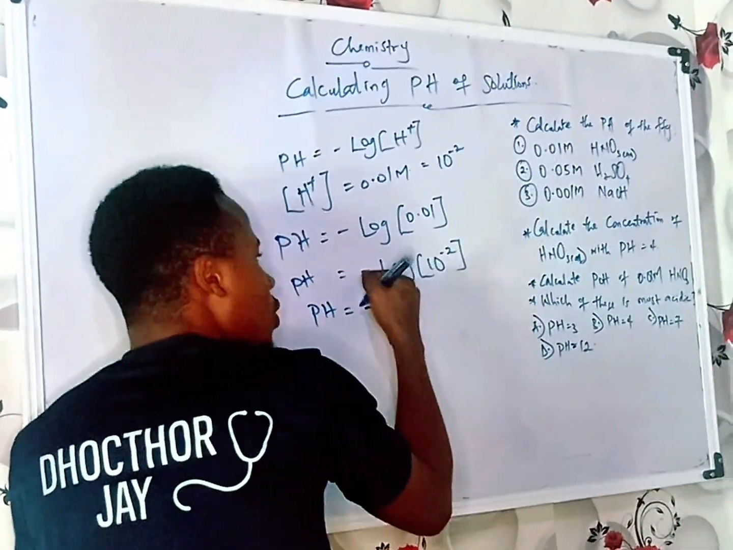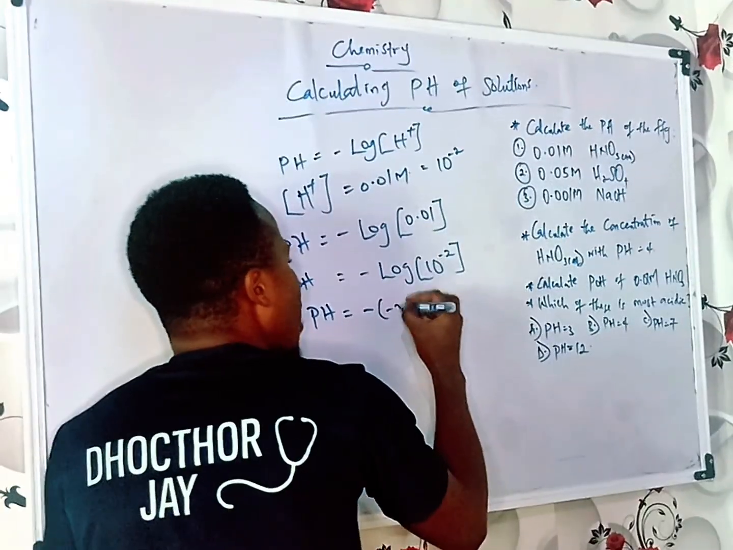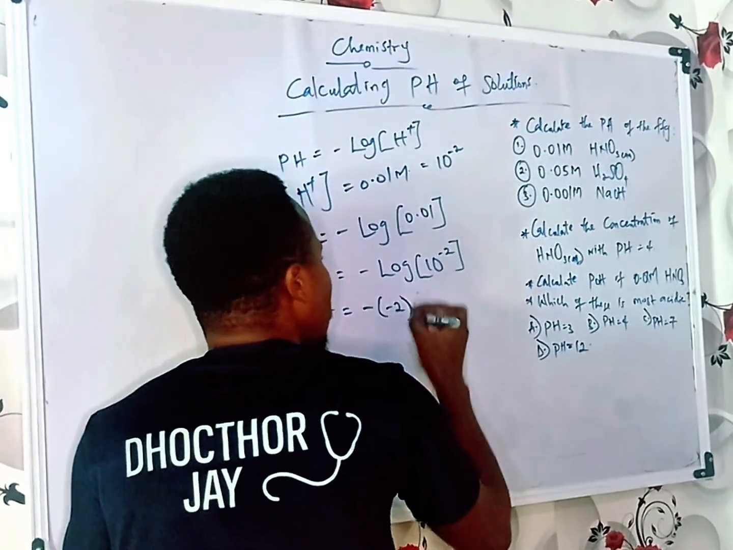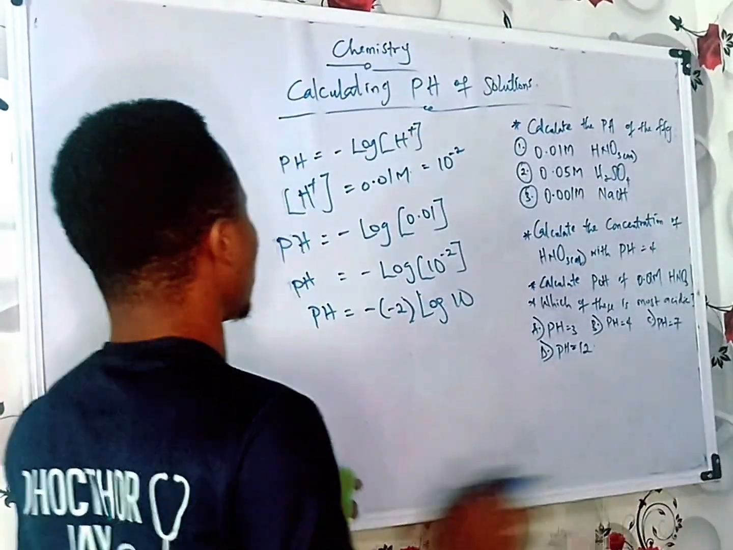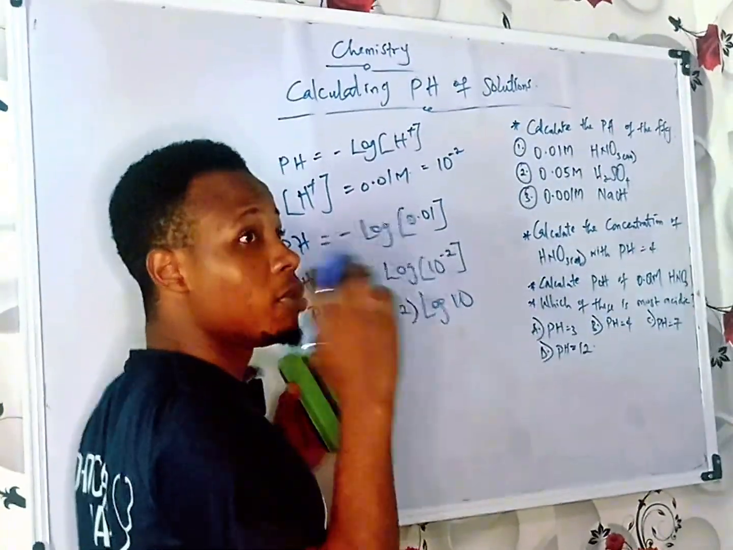Exactly. It becomes, don't forget this minus is there before. Then you have minus 2 log 10. Now let me quickly give you this short trick also. It's all about being smart.